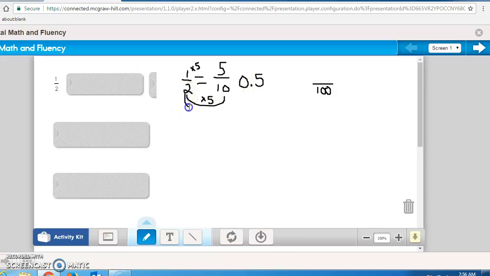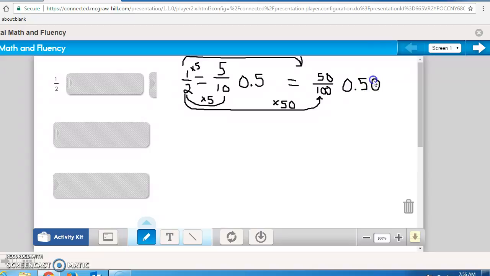Now it says change the 2 to hundredths. So 2 times what is 100? 2 times 50. Remember, whatever I do to the denominator, I must do to the numerator. So what is 1 times 50? 1 times 50 is 50. So 1/2 also equals 50 hundredths. Now the number 50 has to end in the hundredth spot. So how would I write that as a decimal? 0.50. Notice it does not say 5 tenths. Even though 5 is in the tenth spot, it's saying 50 hundredths. So the 0 ends in the hundredth spot.